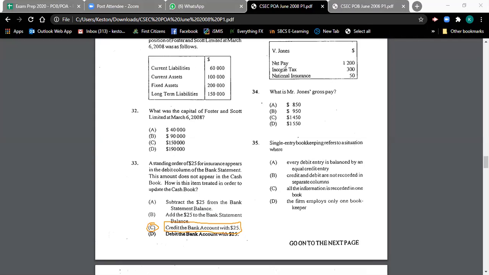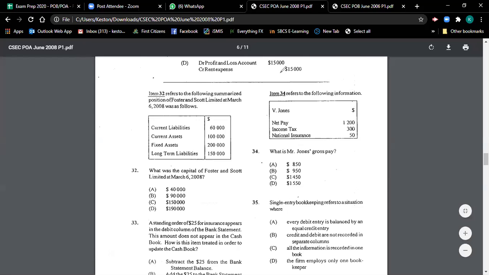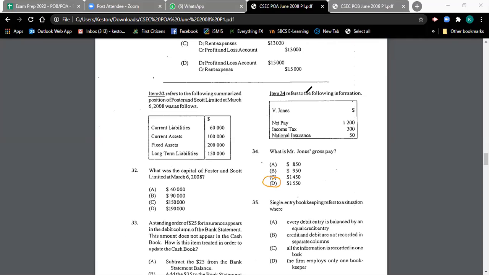Yes, because we want to take this out of our cash book. Very good. 34. What is Mr. Jones's gross pay? Net pay is that income tax, national insurance. Gross pay is correct. D. Well done. 1550. Good job, Avisha, Ariana.